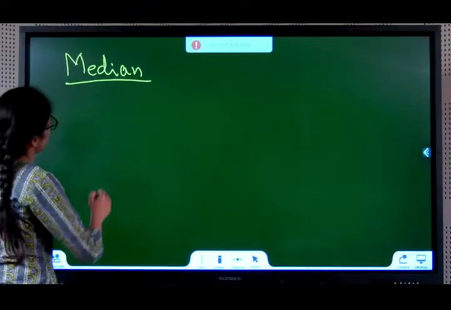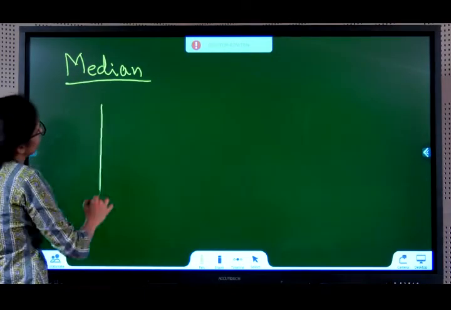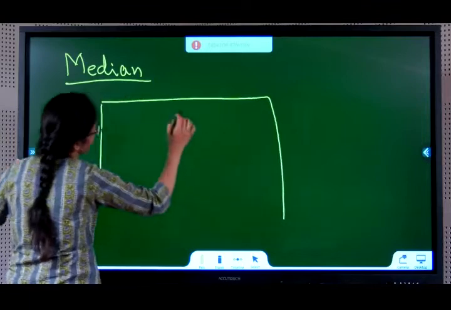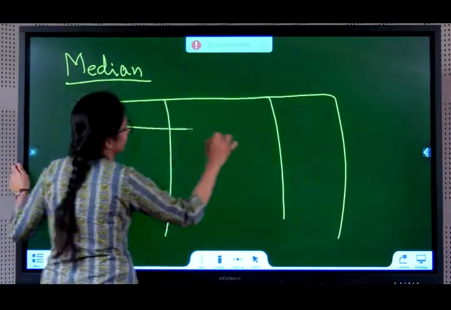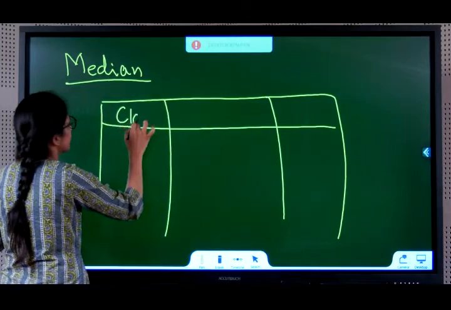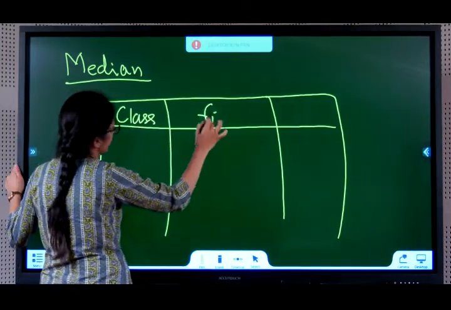So median, how do we do this technique? Please concentrate, it's a little tough. So we have the class here and we have Fi given.